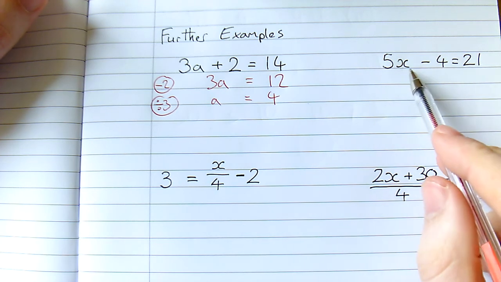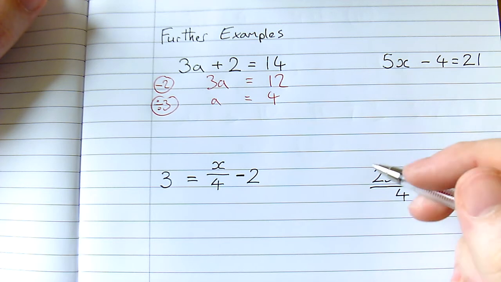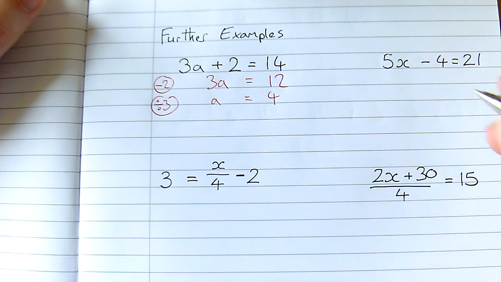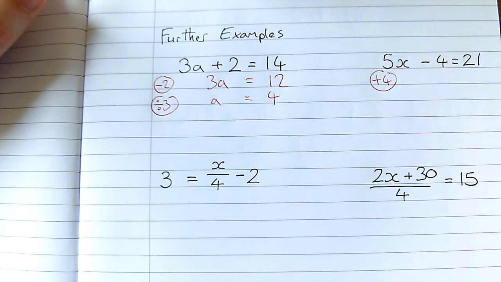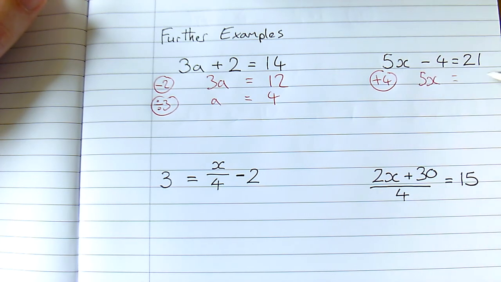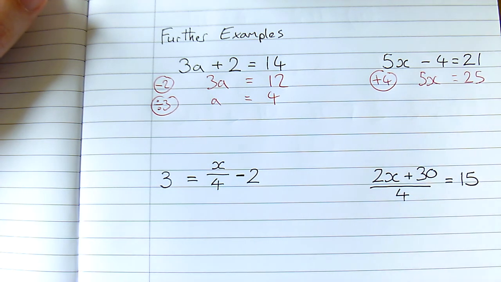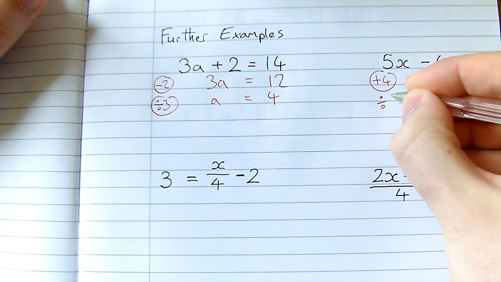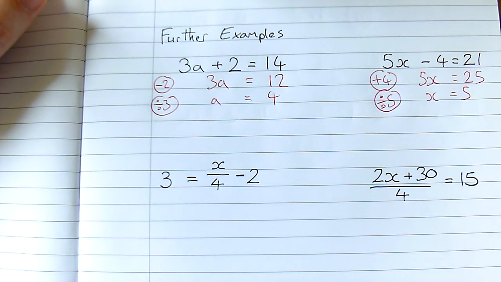Now, over here, I have 5x minus 4 equals 21. So I'm thinking of a number, I times it by 5, I subtract 4, and I'm left with 21. Well, if I've subtracted 4 as my last thing, I'm now going to add 4 as my first step in reversing it. So 5x take away 4, add 4, leaves me with 5x. 21 add 4 leaves me with 25. Now 5 times something is 25. Well, I've times it by 5, so I need to reverse that process, which means divide by 5. I'm left with x equals 5, which is my solution.